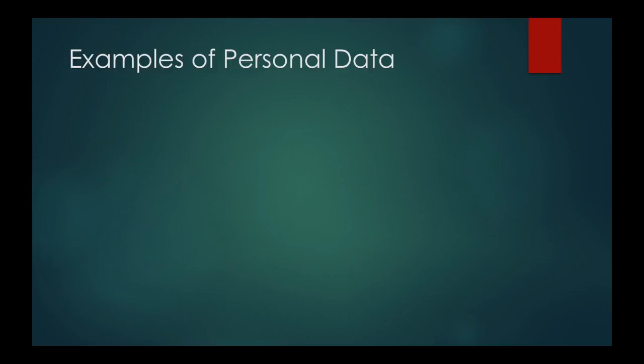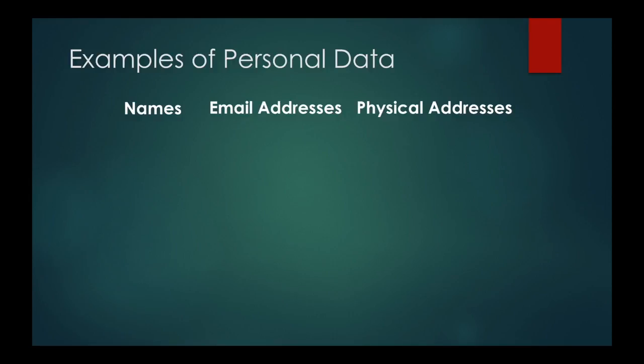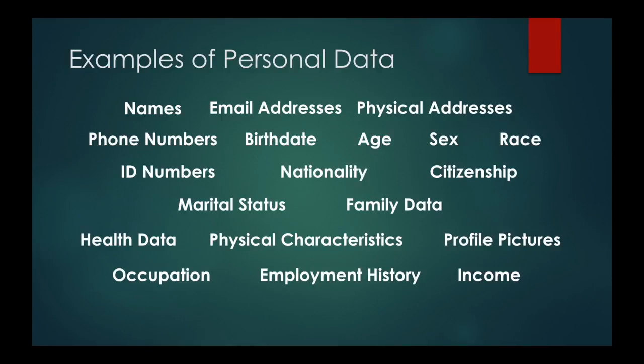Examples of personal data are certainly obvious ones. Names, email addresses, physical addresses are a few examples. There are many more. And there are less obvious ones, such as IP addresses and cookies and other information that is collected automatically, usually by common tools such as Google Analytics.